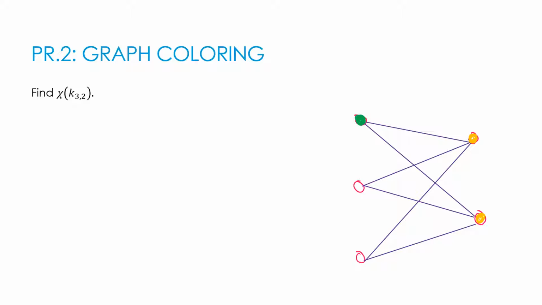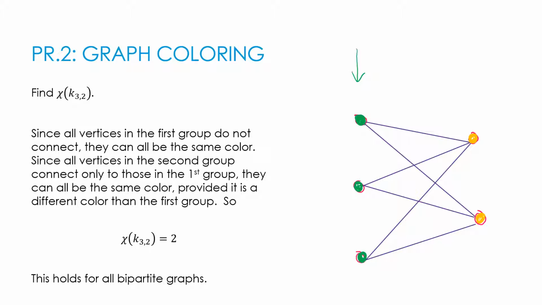But the good news is, because everything on the green side isn't connected to one another, these guys can all be green. So if it's a bipartite graph, it's always going to be 2, because I have 2 sets, and everything in this set isn't connected to anything else in that set, and everything in this set is not connected to anything else in that set. So it's always going to be true that it's 2 colors for a bipartite graph.